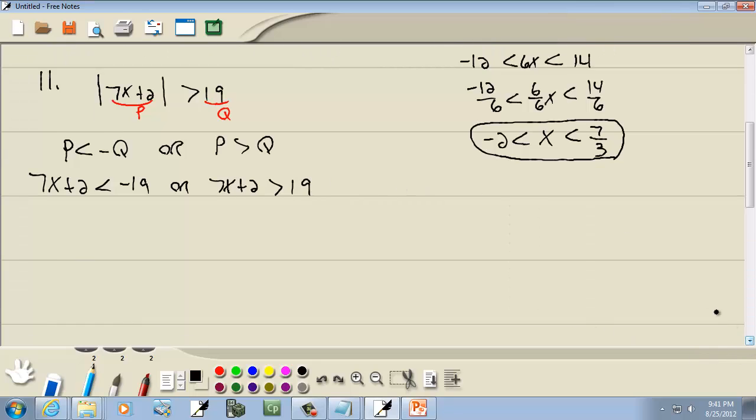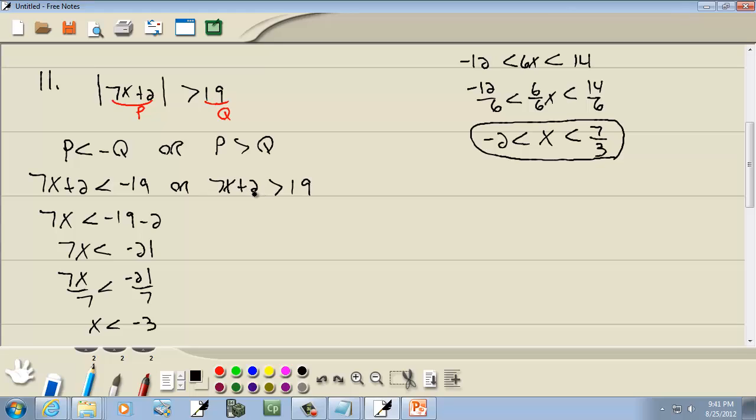Now this is a compound inequality, but we're going to solve each one of these separately. So I'll take 2 over the right side here. We got 7x is less than -19 minus 2. Now I'm going to go ahead and finish this one. -19 minus 2 is -21. Divide both sides by 7. And we get x is less than -3. Now over in this one, we'll take 2 to the right side. So we got 7x is greater than 19 minus 2. 7x is greater than 17. Divide both sides by 7. And we got x is greater than 17/7.